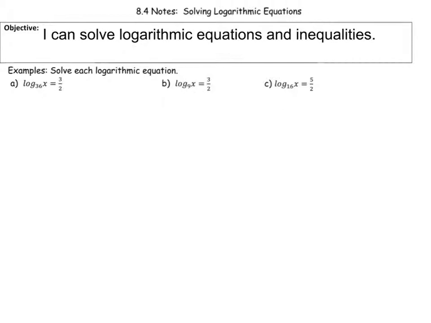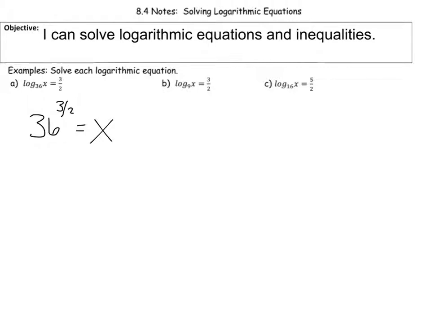And the way that we're going to do this, we're going to think about what do we know how to do? Well, in the last section, we learned how to rewrite our logarithmic equations in exponential form. So that's what we're going to start off doing. So on example A, we know that we can rewrite this as 36 to the power of 3 over 2 equals x.